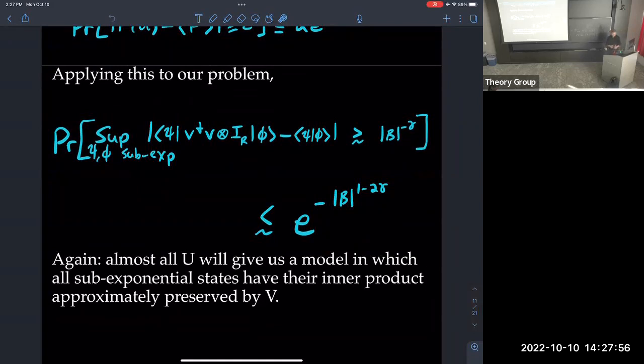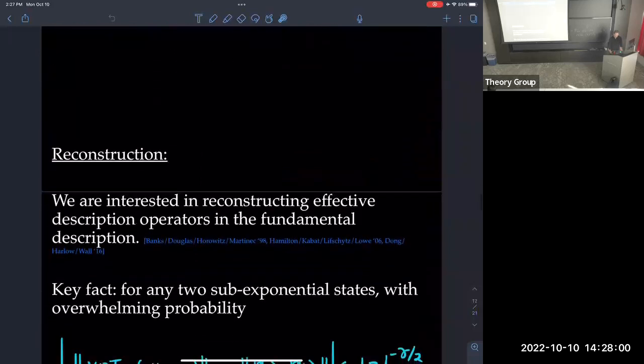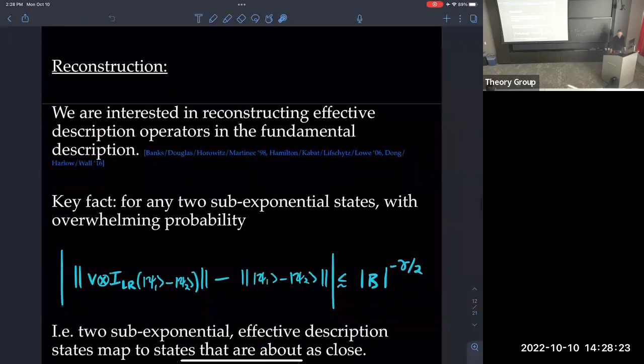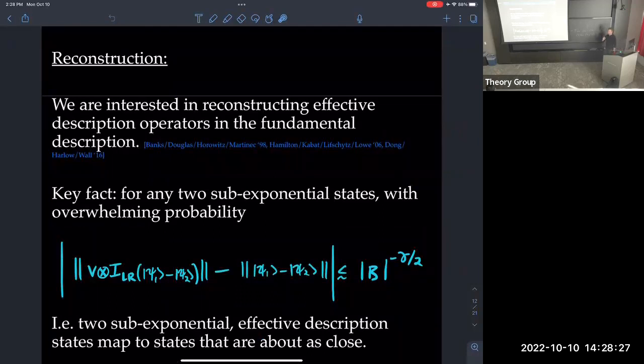All right, I'm going to make some executive choices. There were two other things I wanted to show you about this model, but I'm going to go through them at a high level. One is a statement about reconstruction. You could talk about this in terms of, I have some operator in the effective description, and I want to write the analogous operator in the fundamental description. Or, basically equivalently, if I give you some effective description state, you know how to get the fundamental description state: you act with V. What if I do the opposite problem? I give you the fundamental description state, how do you find the effective description state? Because V is not an isometry, so you can't just act with V dagger.